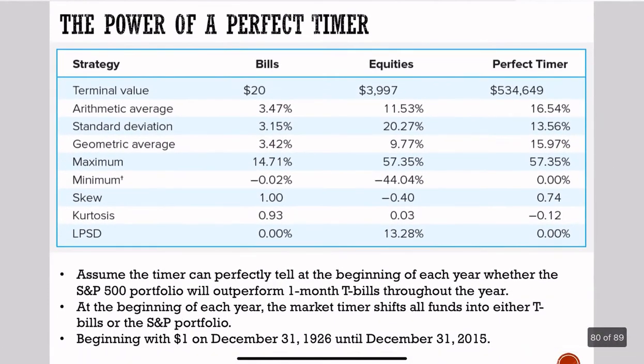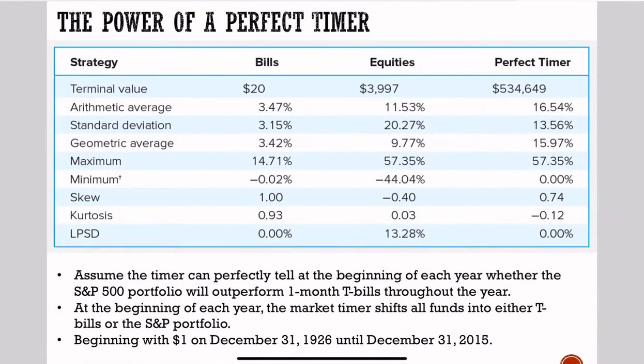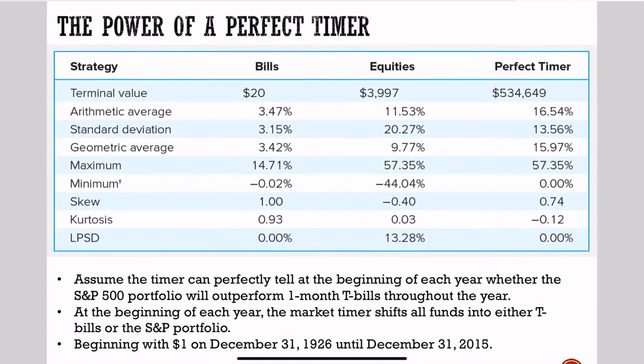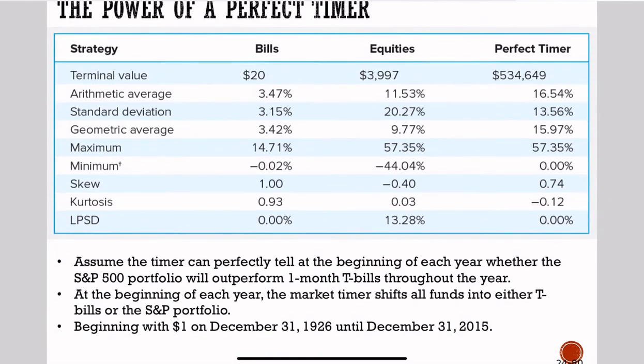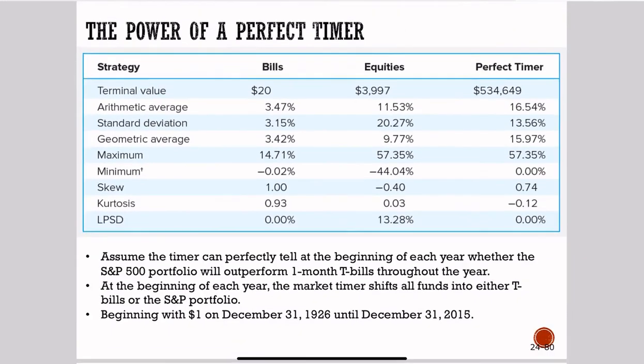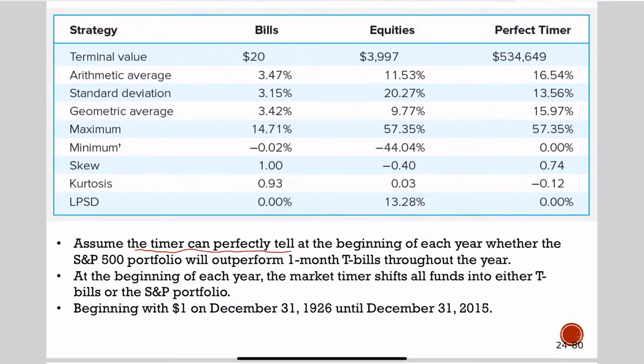Okay, so let's look at a very interesting experiment. Let's say we assume there is a perfect market timer. That is, this person can perfectly predict next year's return. So we assume this timer can perfectly tell at the beginning of each year whether the SP 500 will outperform this 1 month T-bill.